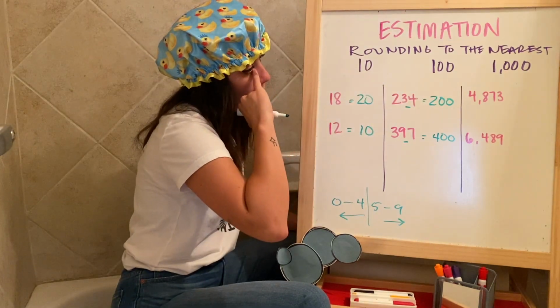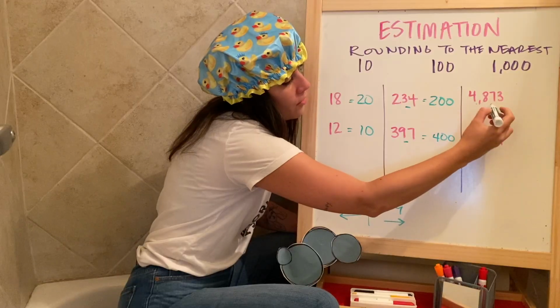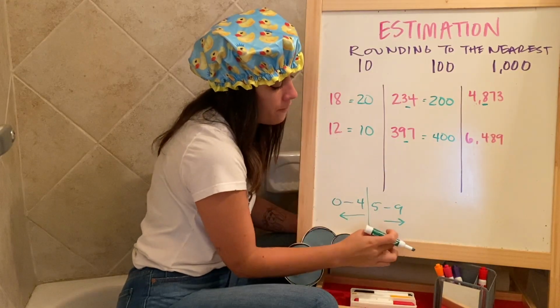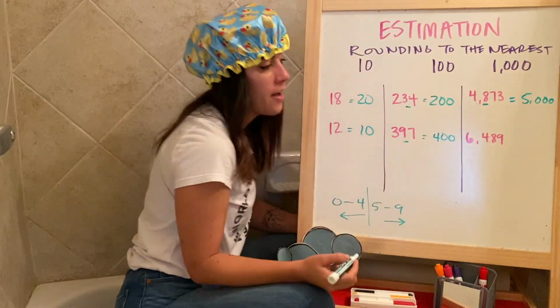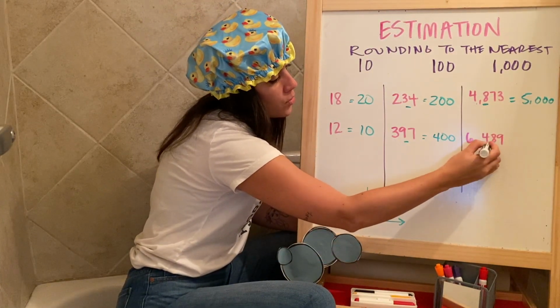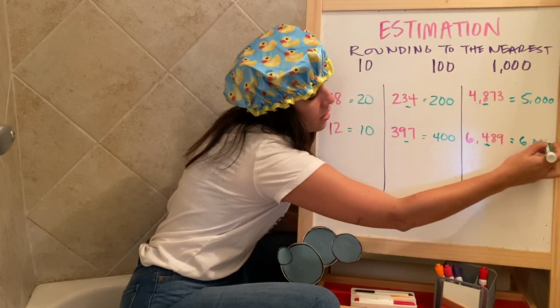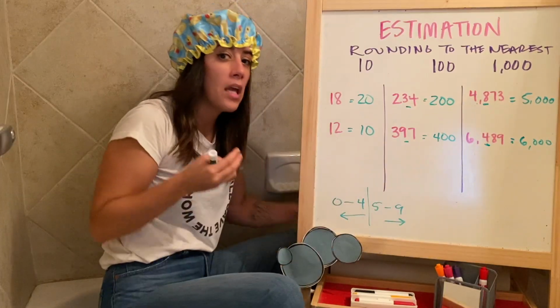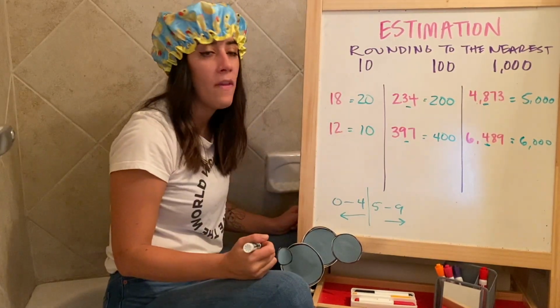Rounding to the nearest thousand. So I have 4,873. Well, looking at my next place value is an 8. It falls in the category to estimate up. This would estimate to about 5,000. 6,489, that 4 is in this category, so I'm going to estimate down. Again, if it's asking you to add, it'd be around 11,000. If it's asking you to subtract, it'd be around 1,000.